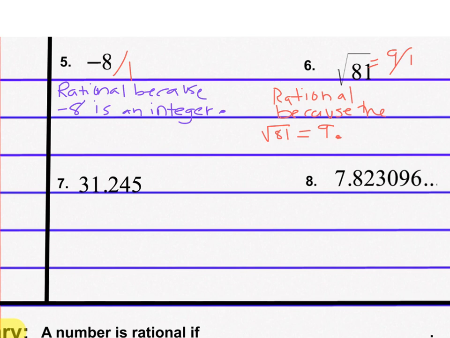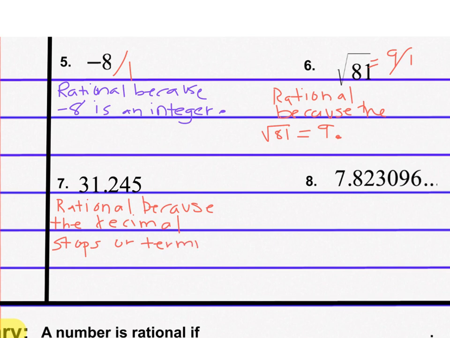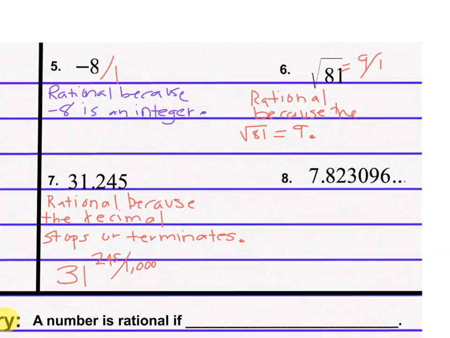What did you say, rational or irrational? The correct answer is rational, because the decimal stops or terminates. It doesn't go on forever, and that can be written as a fraction. It can be written as 31 and 245 thousandths. Just as a FYI, you don't need that, but just to show you.